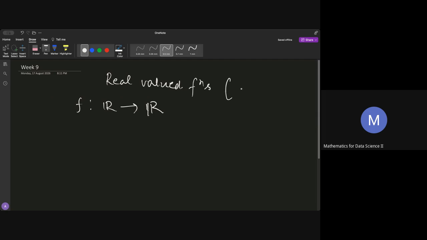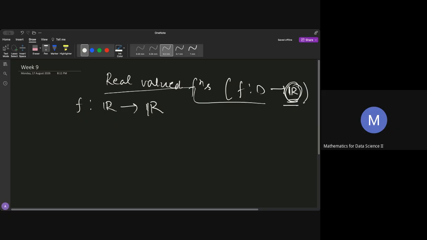Real valued function means your function is from a domain to R. Real valued means its values are real, right? So your codomain should be real numbers. That's the meaning of real valued function. In our syllabus, we'll only talk about real valued functions.